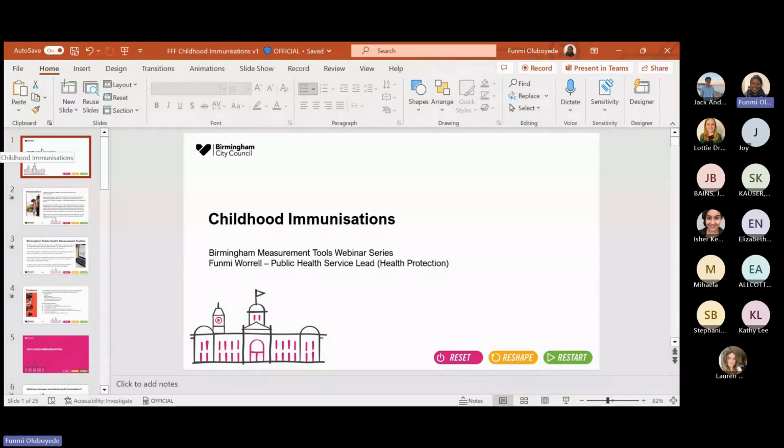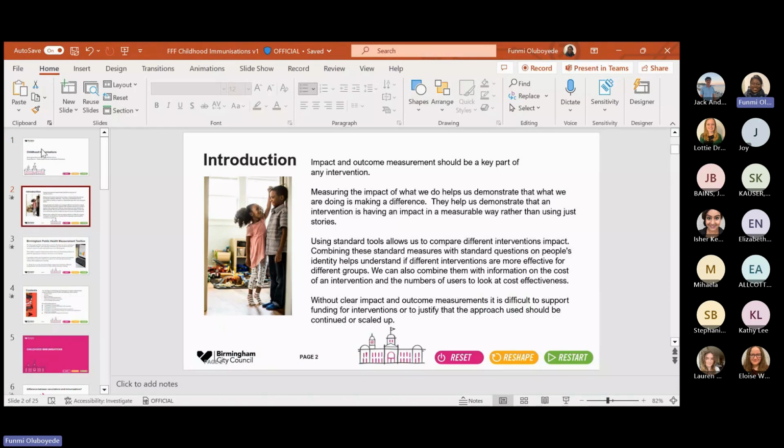Okay, so let's get started. Morning everyone, I'm Fumi Worrell. I'm the Public Health Service Lead for Health Protection, and today the focus for this webinar will be childhood immunisations. I'm just going to start with a few generic slides that you might have already seen, which explain why we're doing this, and then we'll get on to childhood immunisations and vaccinations.